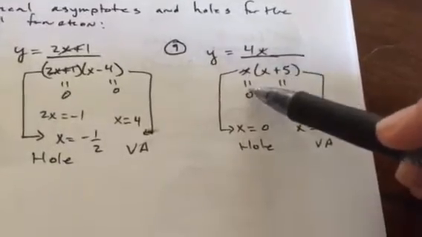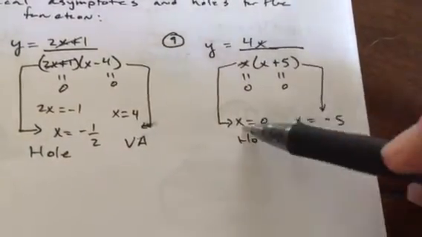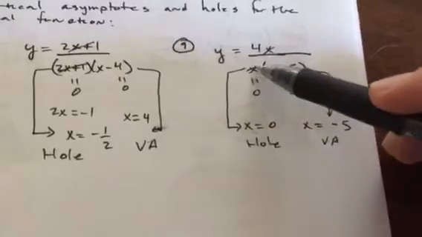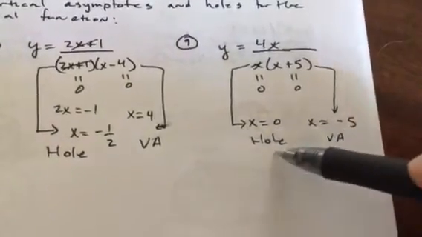Lastly, here you have x equals 0, you have x equals negative 5. You can find those first. Notice how the x's cancel. That's x equals 0. That makes that a hole. X equals negative 5 is a vertical asymptote. All right, moving on to the second page.